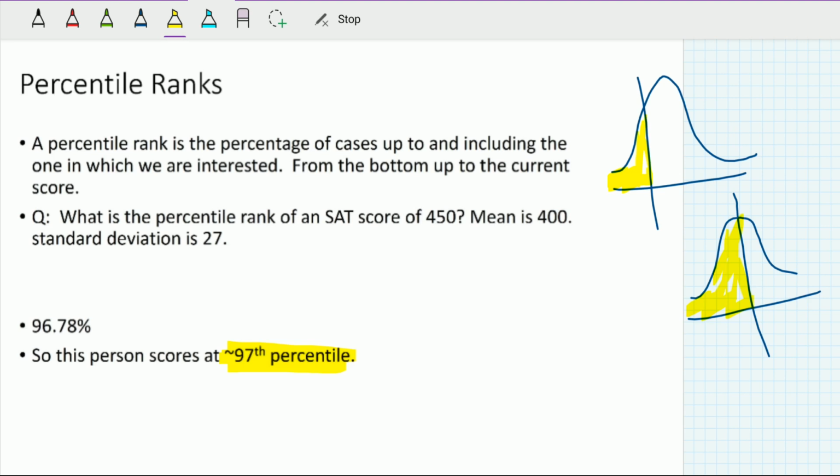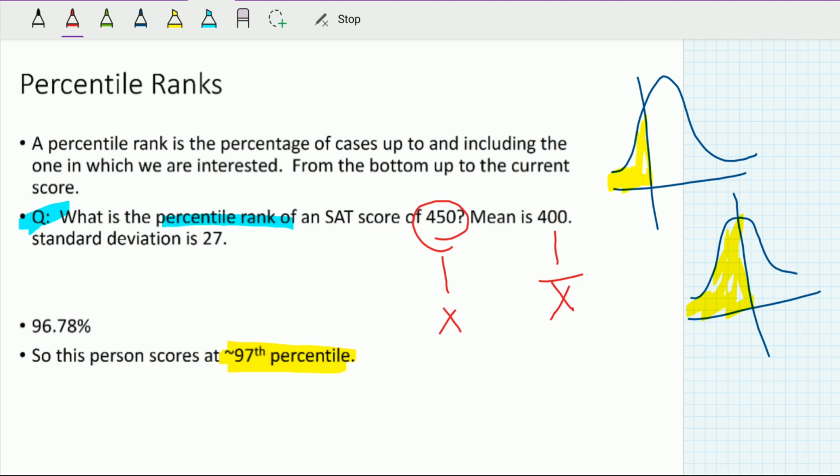So for instance, look at this question right here. All right, let's look at this question. What is a percentile rank? So right here, percentile rank. So you're really just asking for, what percent of people did you outscore with an SAT score of 450. So this is what you got. So 450, this will be your raw score. The mean is 400, and then the standard deviation is 27.